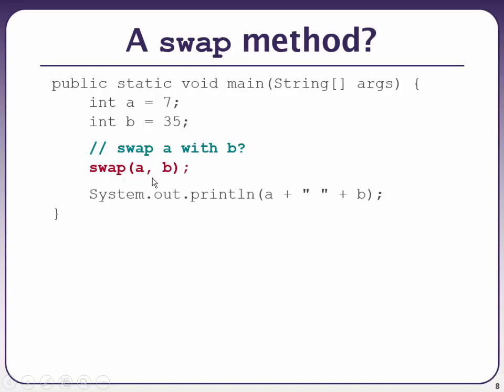This method is called swap. We pass variables a and b. The intent of swap is that once we are done executing it on a and b, we would like the content of local variable a that belongs to the main, and the content of local variable b that also belongs to the main, to have been modified by the swap method. So that when we display the value of a and a space and then the value of b right after, we are not going to get 7 and 35, but hopefully 35 and 7. As the name implies, swap is supposed to swap the content of two variables. And that is a big problem.